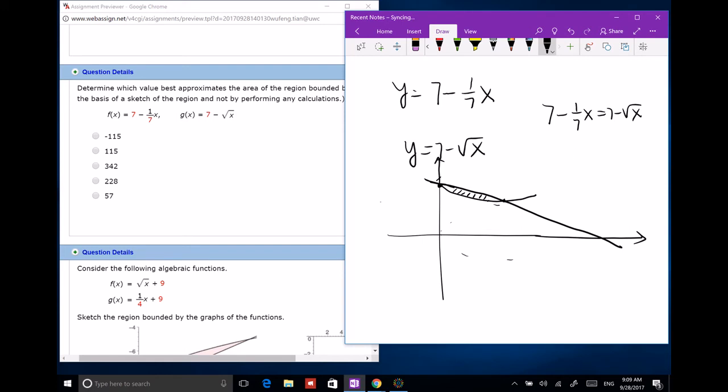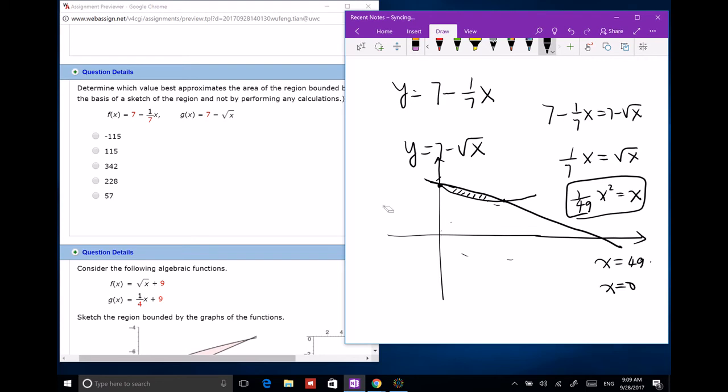You have 1 over 7 x equals square root of x. If we square both sides, you have 1 over 49 x squared equals x. So solve: x equals 49, and x equals 0. It's very easy to find this. When x is not 0, you can reduce x, and x equals 49. Does that make sense to you?